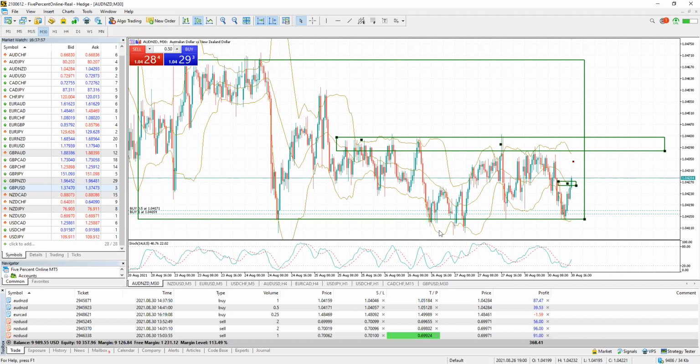Hedge strategy. Listen, hedging is the same as closing the position. So I will not talk about hedging strategy. It's the same as closing the position.